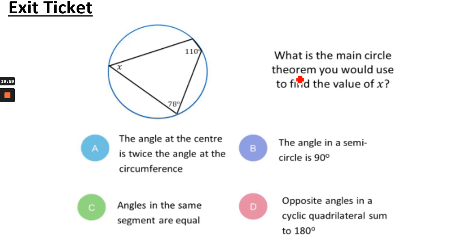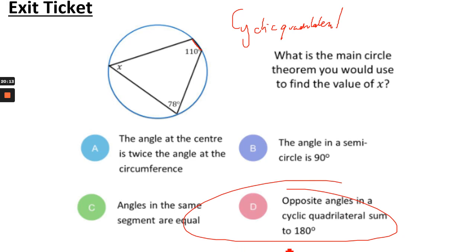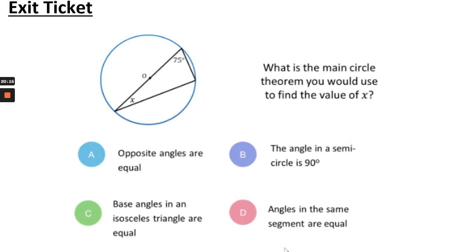What is the main theorem you would use if you had to find x? Even though it doesn't look necessarily like it is, this one is a cyclic quadrilateral. It's going to be D. What is the reason here? This one goes through the center. Angles in a semicircle are 90. So the angle in a semicircle is 90, because then if you've got those two angles, you'll be able to work out what x is.